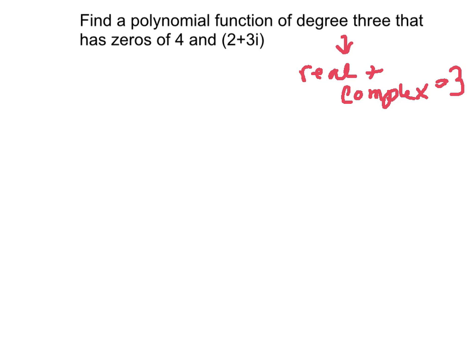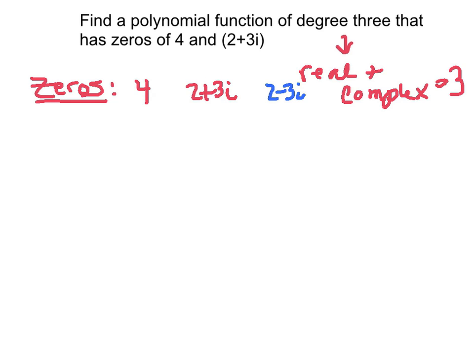And as we saw in class, we know that complex zeros come in pairs. So this is what I like to do: I like to write the zeros. Therefore, it's 2 plus 3i. And if we know 2 plus 3i is a zero, we automatically know its conjugate is also included. So that's 2 minus 3i. So we know that 4, 2 plus 3i, and 2 minus 3i, the conjugate of the complex zero, are all zeros. What does that tell us?